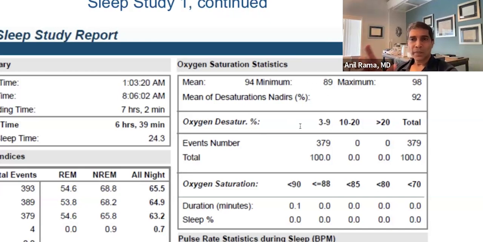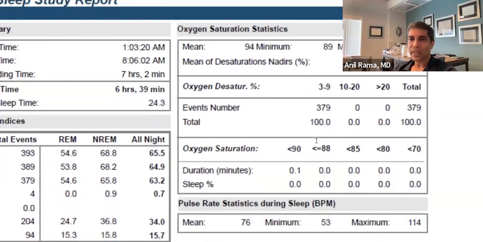This is where I'm going, that sometimes I like the WatchPAT, but sometimes I question its results, right? So we're labeling this person as severe sleep apnea, but the oxygen doesn't make sense. Can you really stop breathing 65 times an hour and only have a drop in oxygen down to 89%? That doesn't sit perfectly well, right? And you can see the severity of oxygen drops in the WatchPAT. How many times has this gentleman dropped 3 to 9%, versus 10 to 20%, versus greater than 20%? Well, all of them were 3 to 9%.